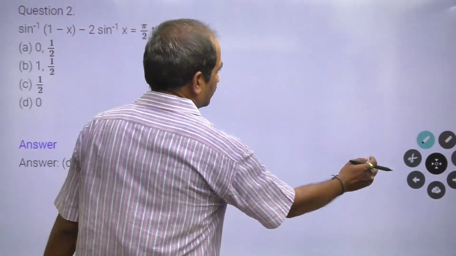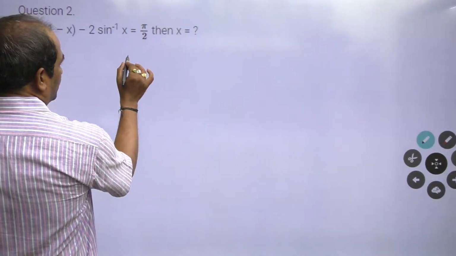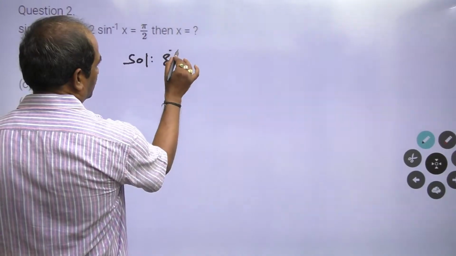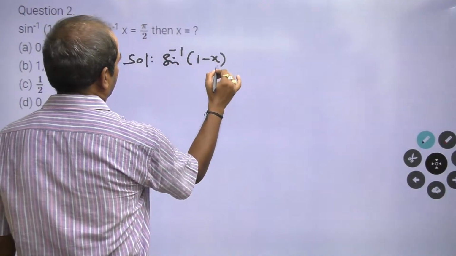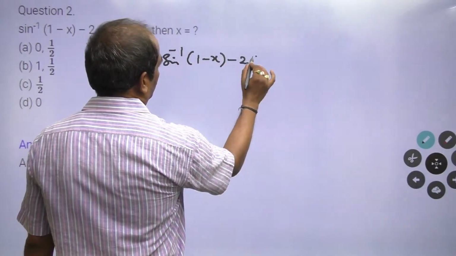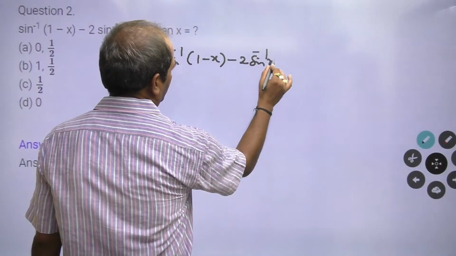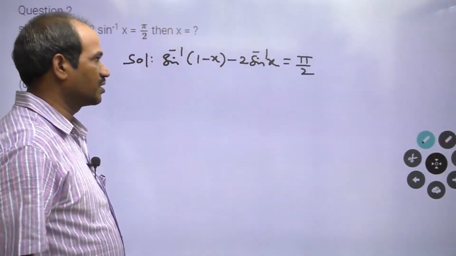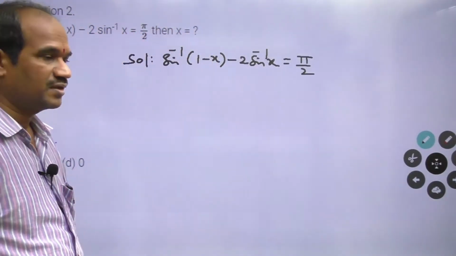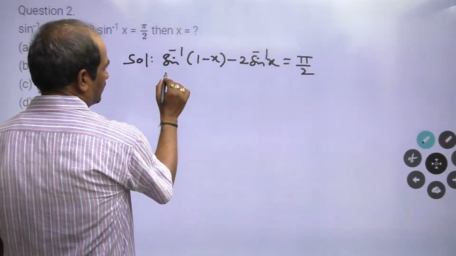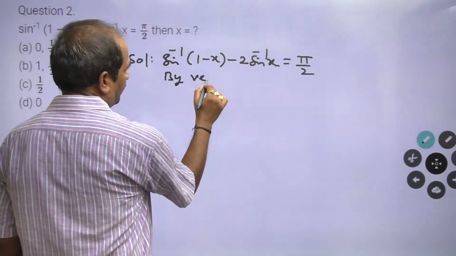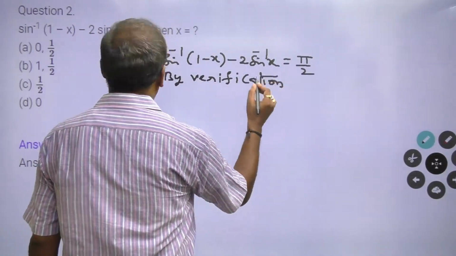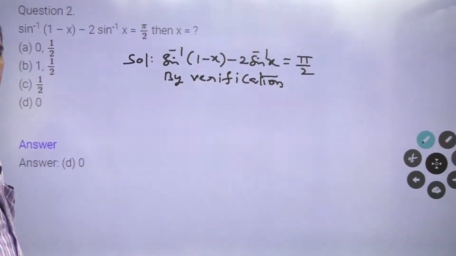In this solution, the given data is sin inverse of 1 minus x minus 2 into sin inverse of x is equal to pi by 2. In this question, by verification of the options, see the first option, 0 comma 1 by 2.